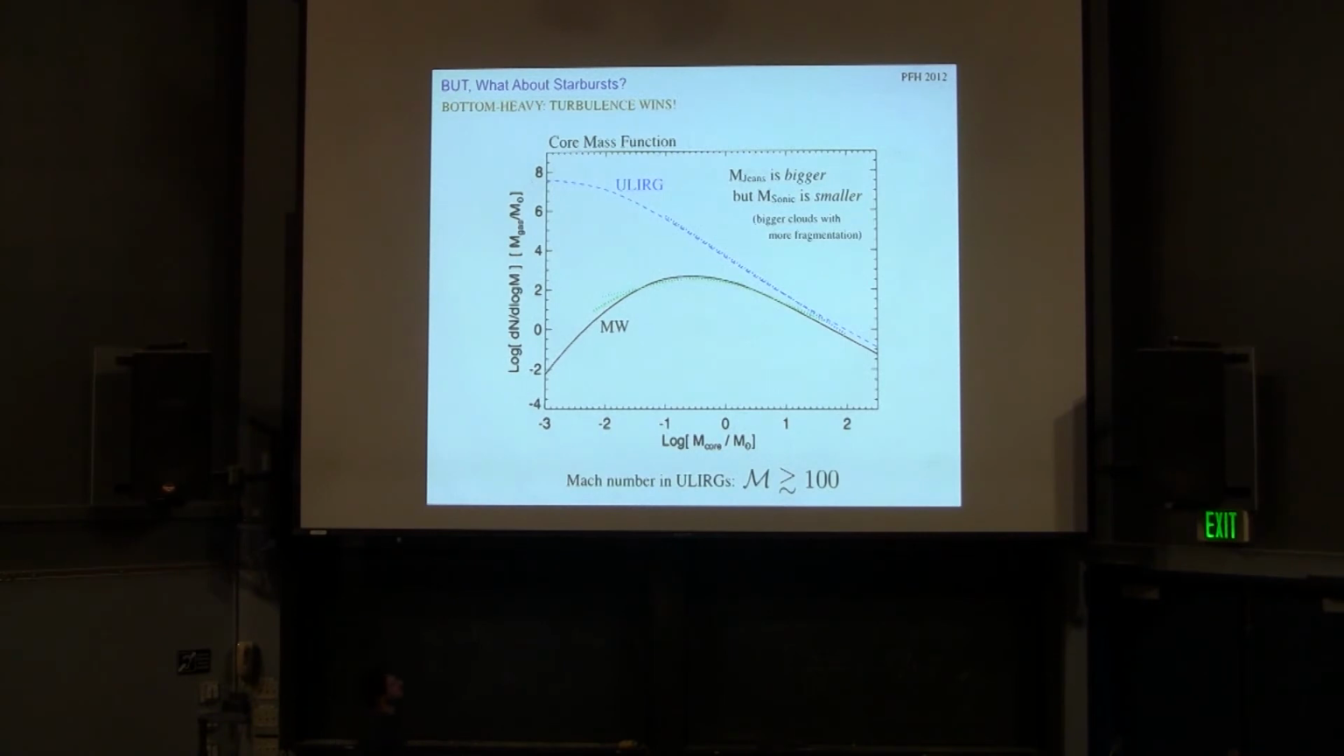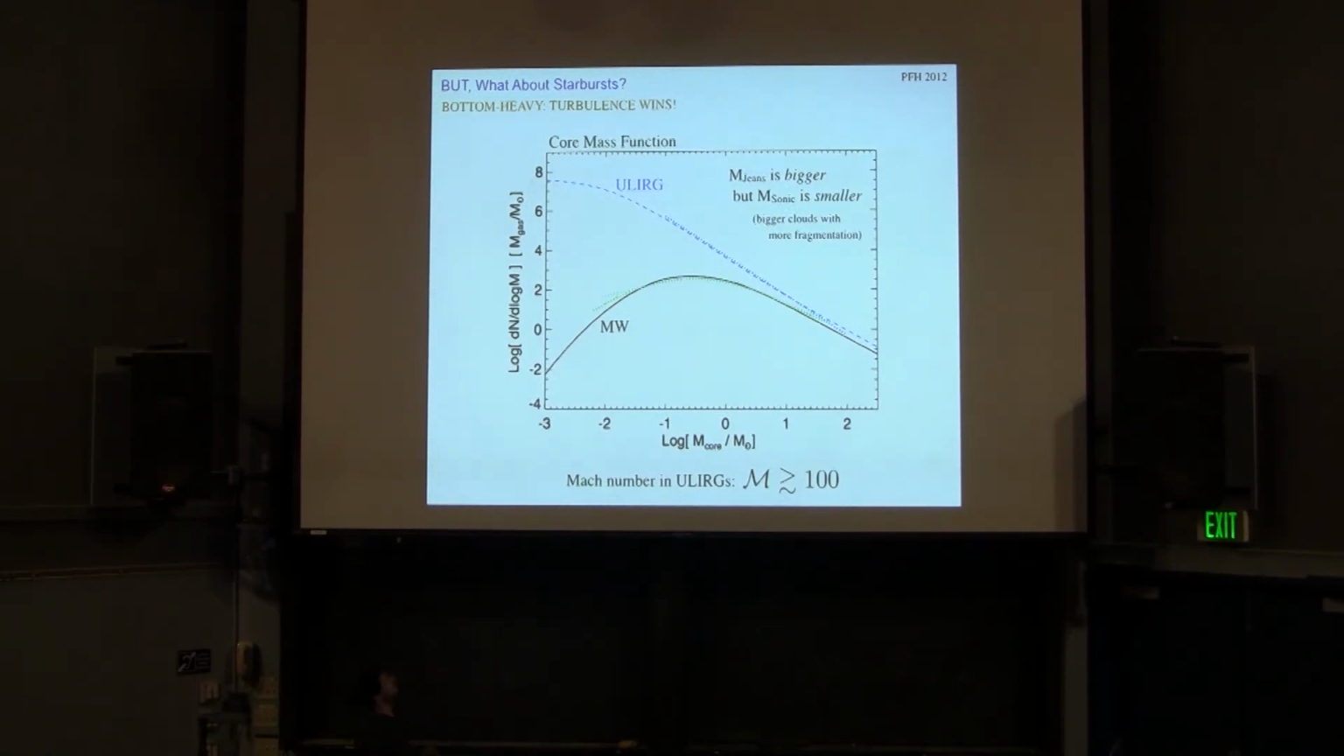So what happened? Well, the Jeans mass is bigger, but the sonic mass is smaller, because the sonic mass depends on the Mach number to a strong power. And since these things have such an enormous velocity dispersion, the Mach number is very large. The Mach number can be 100 in these systems. So it's at least conceivable that you can actually get not just quantitatively different, but qualitatively opposite predictions for how the IMF would evolve based on these kinds of differences.